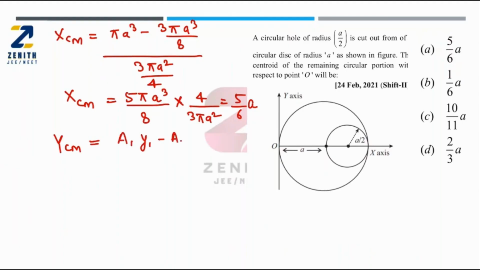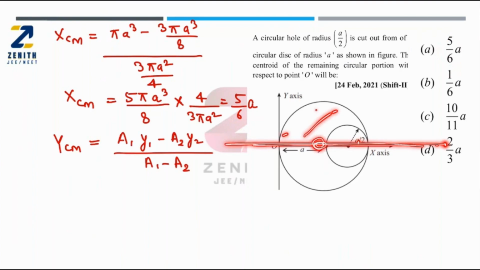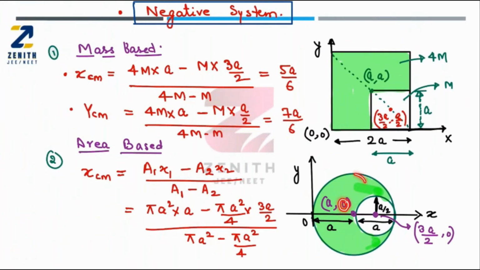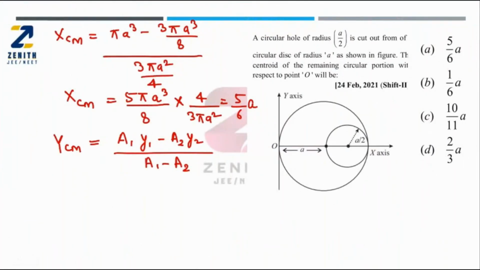So (A1 Y1 minus A2 Y2) divided by (A1 minus A2). Why? Because the axis of symmetry is the x-axis. It is symmetrical about the x-axis, so the center of mass will always lie on the x-axis. So the y coordinate will definitely be 0. If you want to check it, the y1 coordinate for the first or outer disk is 0, and for the smallest also it will be 0. So y1 and y2 are 0, so automatically the YCM value will be 0. Okay, so for this question the answer is correct.